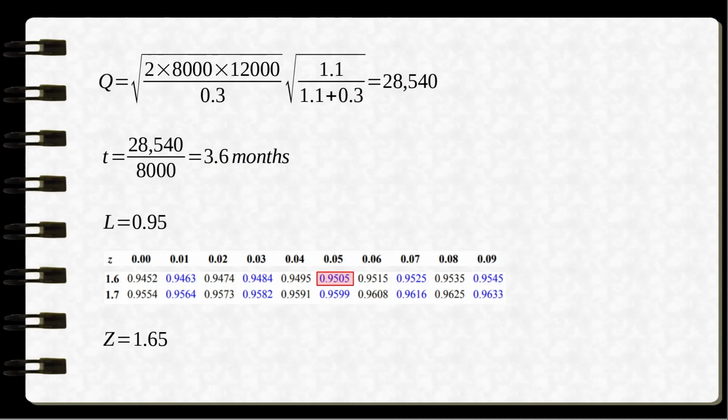So that's the value of Q that we get from the formula that was shown earlier in these slides. And the value of T, that is the cycle time, is going to be 3.6 months. Now, 95% of the time the management wants there to be speakers in stock. So there should be a 5% chance that there is a stock out. So L is going to be 0.95. Now we go to the Z-score table. The closest that we find for 0.95 probability is 0.9505. And the Z for this is 1.6 plus 0.05, that is 1.65.